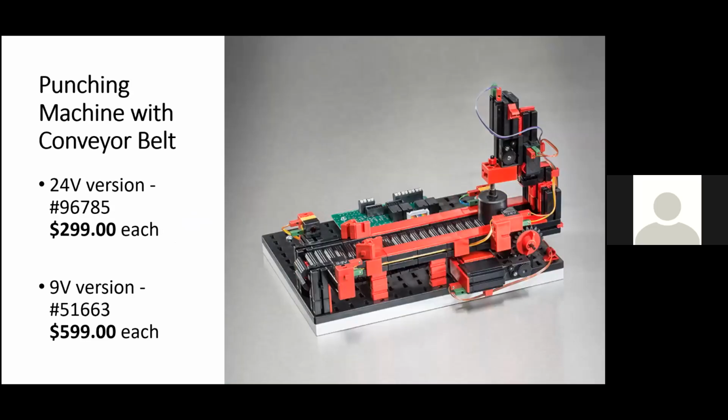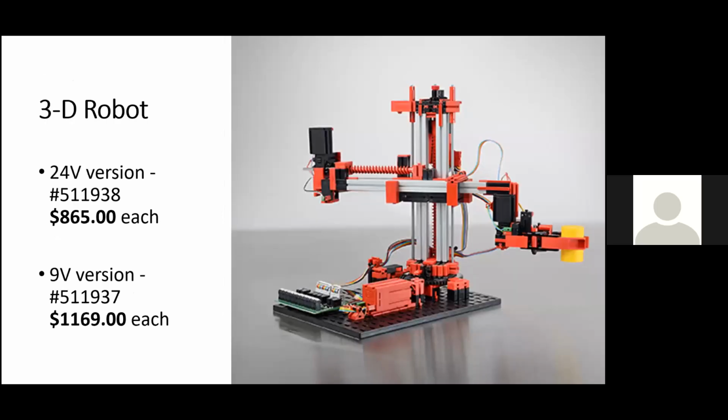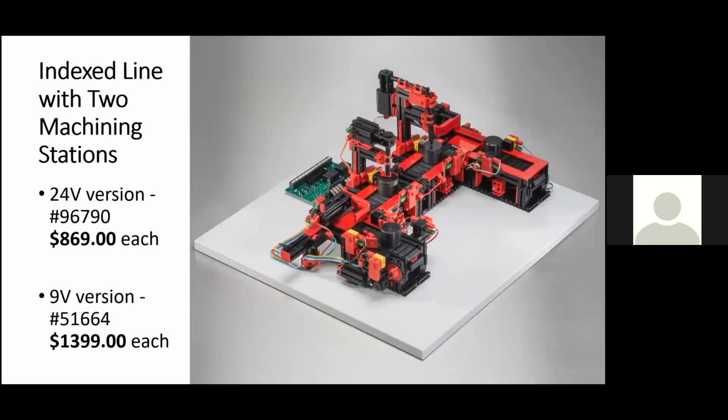The punching machines with conveyor belt in the 24-volt version, 96785, is $299 per unit. The 9-volt version, again, pre-wired to the robotics TXT controller, 51663, is $599 per unit. The 3D robot in the 24-volt version, 511938, is $865 each. The 9-volt version, 511937, pre-wired to the pre-programmed TXT controller, is $1,169 per unit. The indexed line with 2 machining stations in the 24-volt version, 96790, is $869 each. The 9-volt version, 51664, is $1,399 per unit.